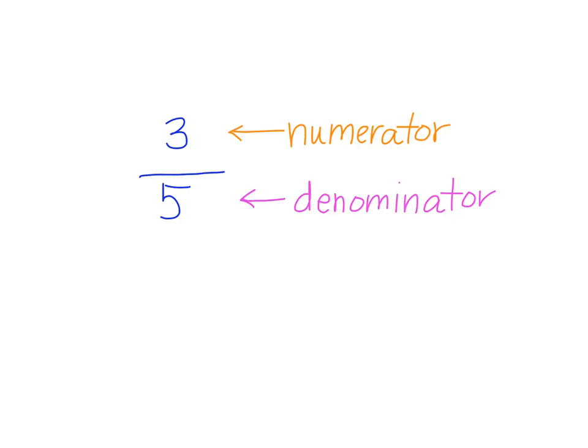Now, before we get into comparing, just a quick terminology, vocabulary, quick lesson. The top number in a fraction is called the numerator. So if I'm looking at 3/5, the numerator is 3, and it tells us how many pieces there are. The bottom number is called the denominator, and the denominator in the bottom tells us how big the piece is, the size of the piece.